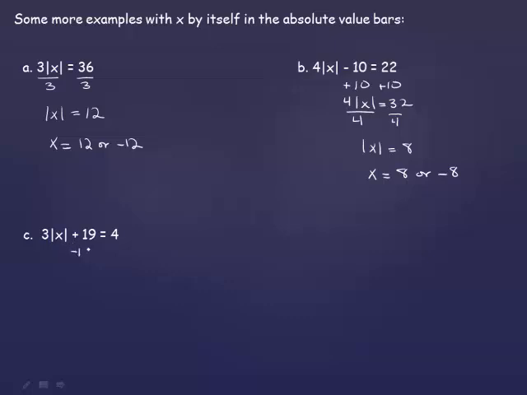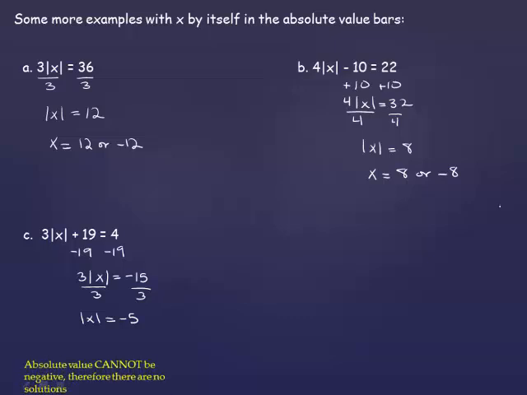Here I'm going to subtract 19 from both sides, and I'm going to get 3 times the absolute value of x is equal to negative 15. Divide by 3, and I get the absolute value of x is equal to negative 5. But absolute value cannot be negative, therefore there are no solutions.